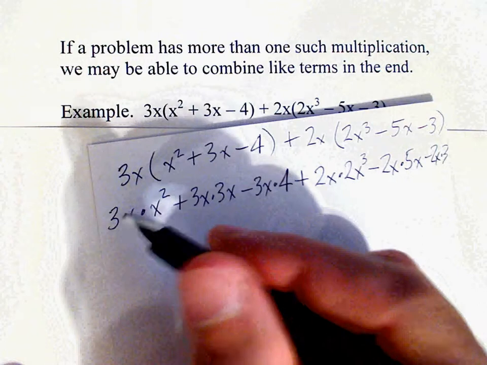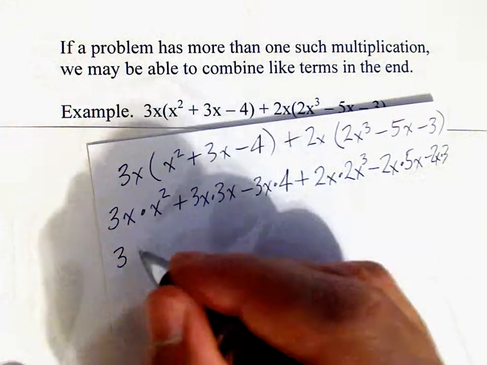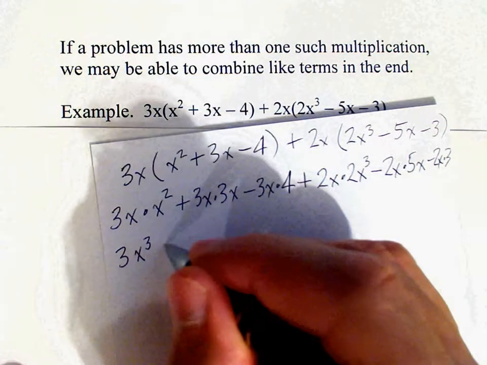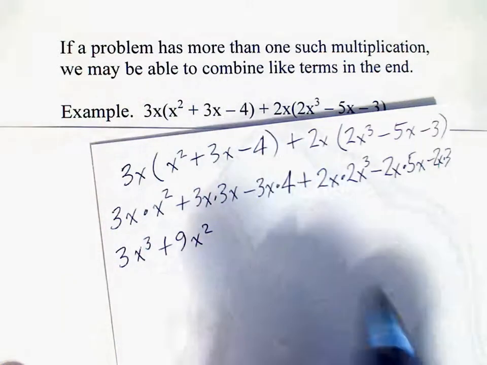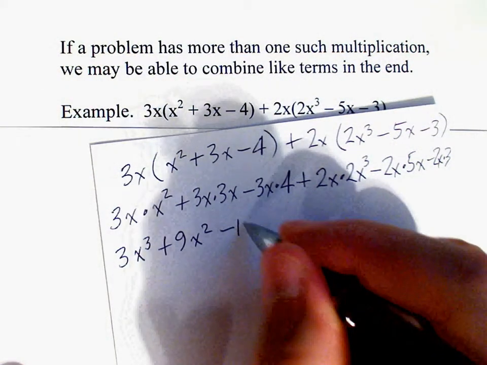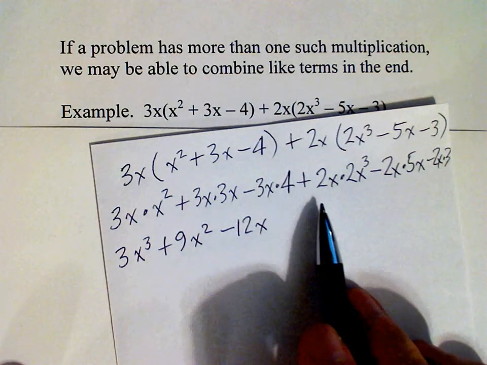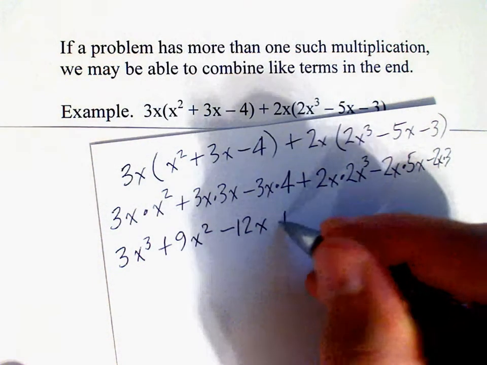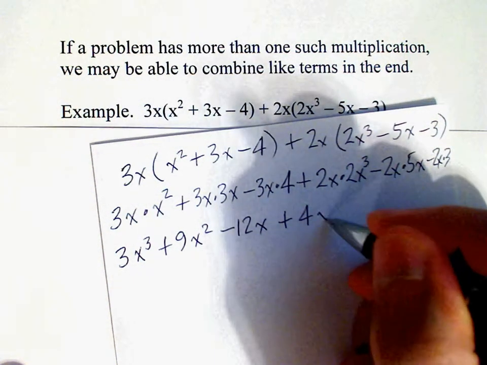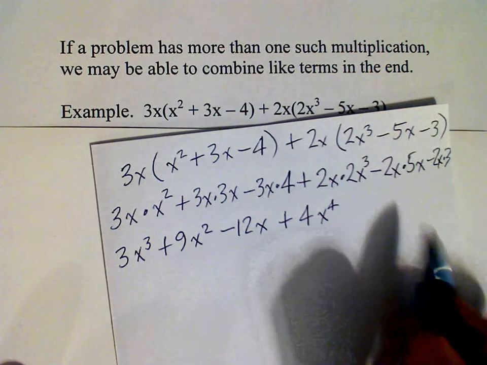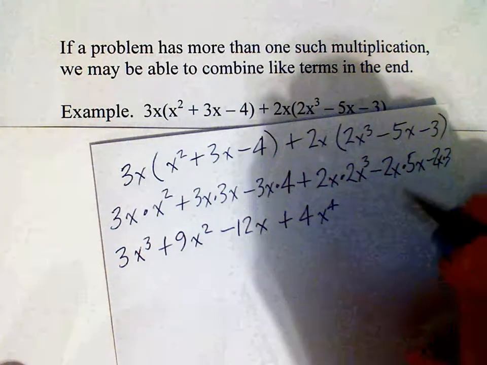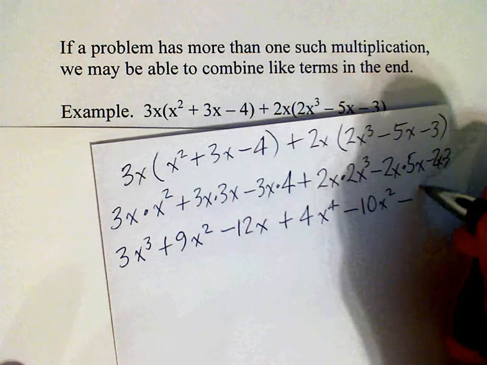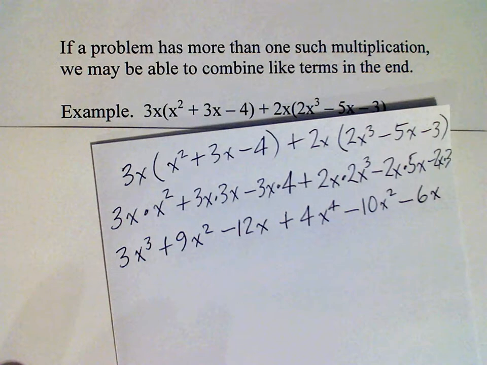Okay, so now let's multiply our monomials. We have just a 3 for a coefficient here. X cubed is the exponent. Here we have 3 times 3 or 9, x squared. Here we have minus 12x. And here we have an x and an x to the third. That's 4 factors of x altogether. And the coefficient is 4. So that's 4x to the fourth power. Here we have negative 10x squared. And here we just have a negative 6x.